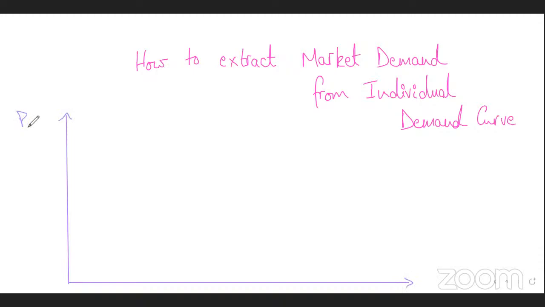And let's assume there are 3 people in the market, right? There are 3 people in the market who consume, let's assume, a very unique product. So let's say there's a special kind of coffee that very few people drink, right?